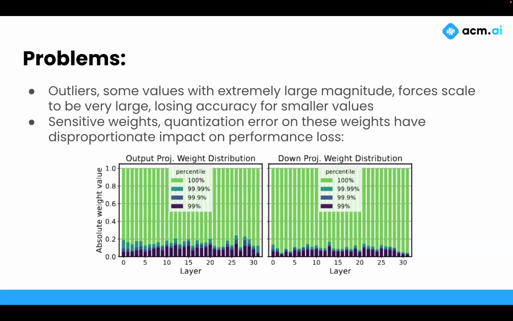The second problem is there are certain weights that are very sensitive, and errors on those weights have a very disproportionate impact on the performance loss. So if we could A, minimize the quantization error for those weights, and B, suppress or represent the outliers in a different manner, we can significantly improve our quantization.